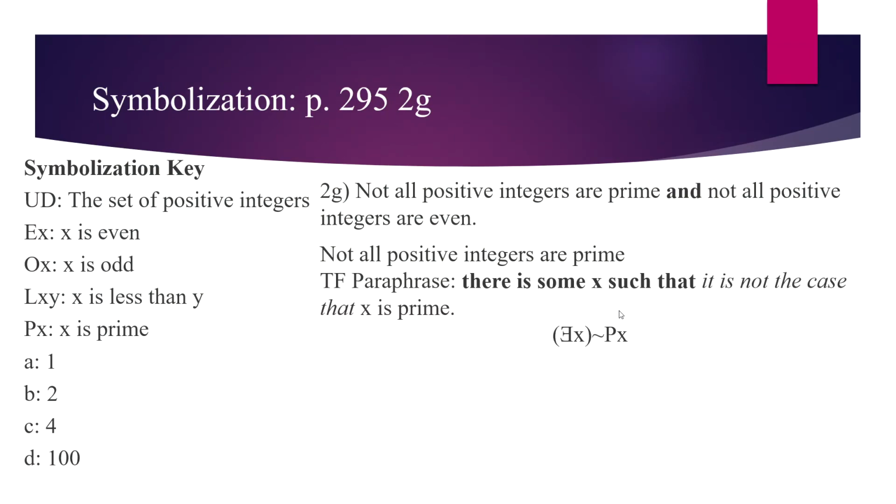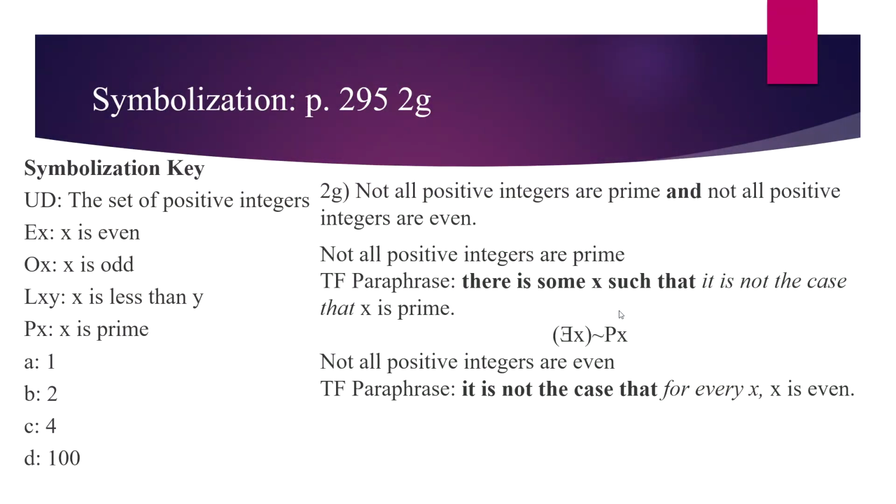Our symbolization looks like this. There exists an x such that not px. Now the second one takes the same form, right? Not all positive integers are even. We could also do this by, but I'm going to show you the other way to symbolize this. So we could do this by saying all positive integers are even and then adding a negation to the front. So the paraphrase here is, it is not the case that for every x, x is even. It's not the case that for all x, ex.